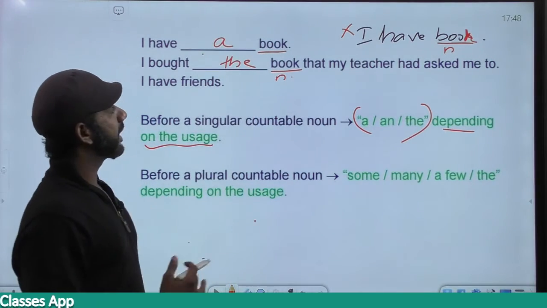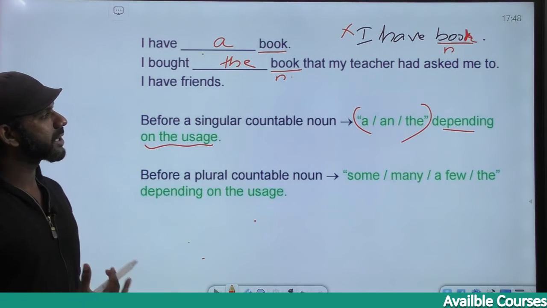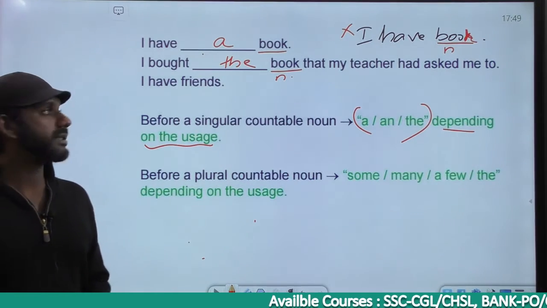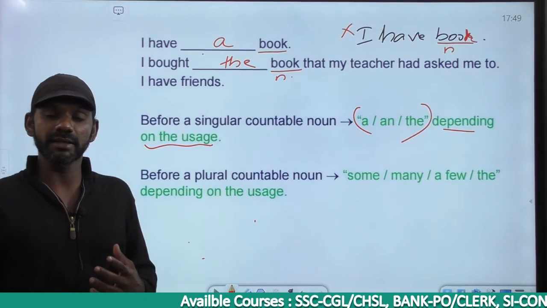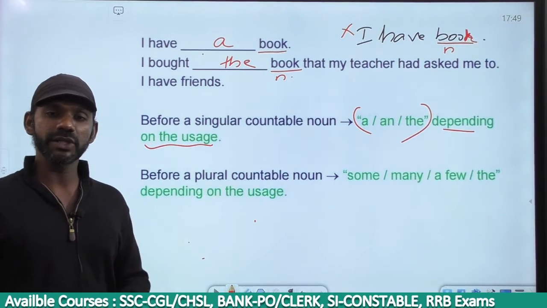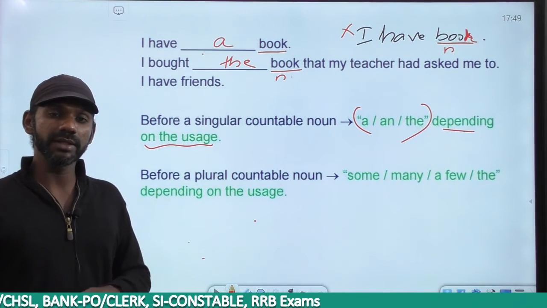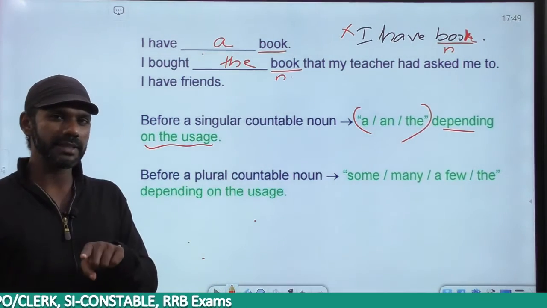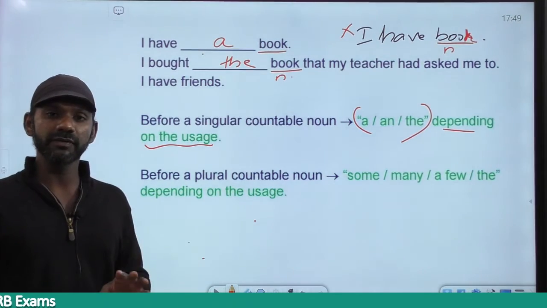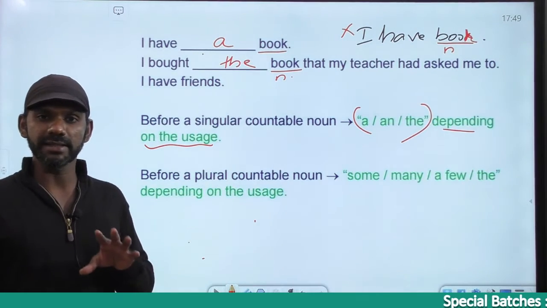The first one must be "I have a book." The second one must be "I bought dash book that my teacher had asked me to." Now listen. This is how to identify whether a noun in a sentence is general or specific. When there is no information given regarding a noun in a sentence, that noun is taken as general. I told you to some extent while discussing adjectives, I guess.